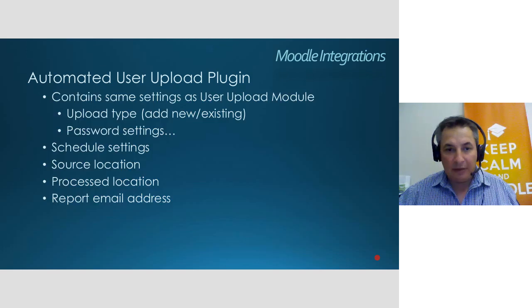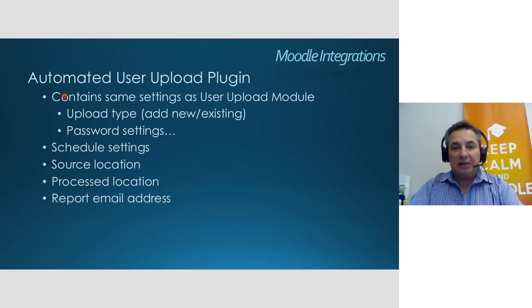Okay, moving on. Automated, so when we created the plugin, it contains the same settings as the user upload module, such as the upload type, what do we do for existing users, what do we do for new users, do we reset passwords. All the settings that you would normally get would be included in this automated user upload, because these would transfer as parameters into the module when the module runs, and so whatever settings you had would get transferred into that as well.